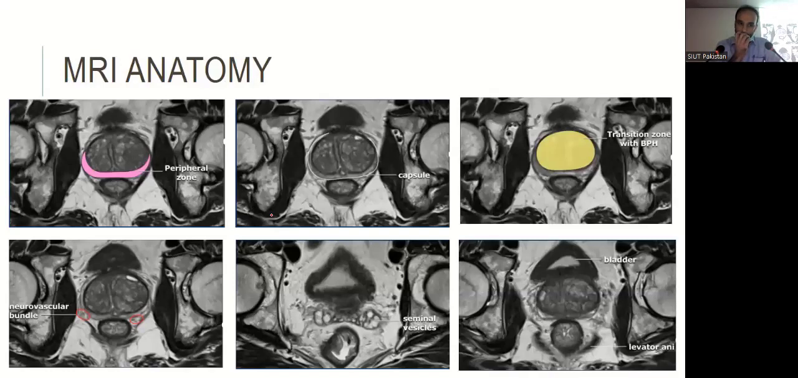This is the anatomy of the prostate. With the help of MRI, this is the peripheral zone of the prostate. This one is the capsule of the prostate. The transition zone. This one is the neurovascular bundles, and bilaterally, this one is the seminal vesicles.